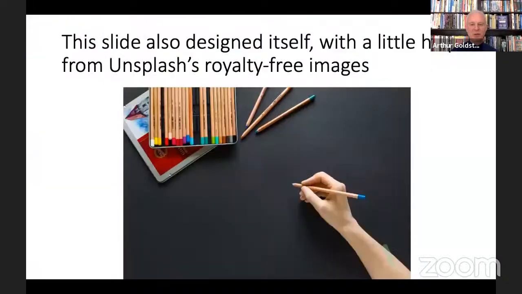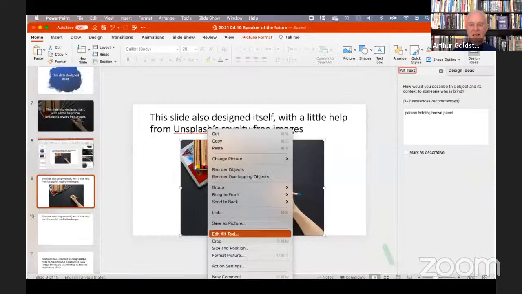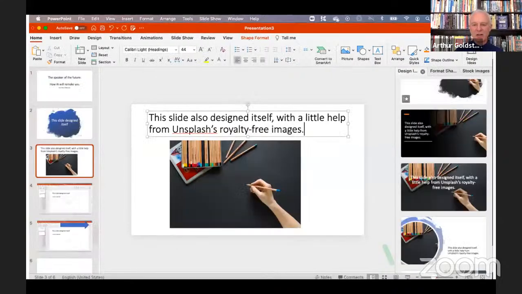And by selecting that particular image, typing that headline in, clicking on alt text, I can show you how the artificial intelligence actually works within PowerPoint. So PowerPoint interprets the image. As you can see, it says there on the side, person holding brown pencil. And that was the artificial intelligence built into PowerPoint that evaluates the image I've pasted in, and then matches that image based on its interpretation of what's in it to the design of the page.